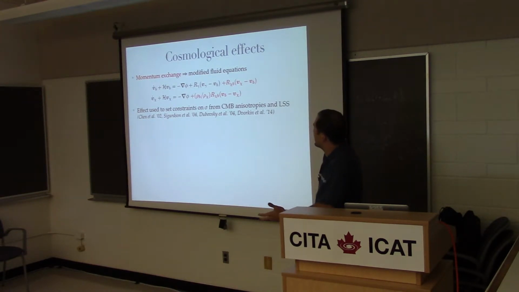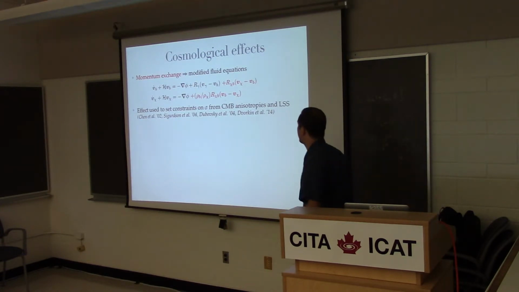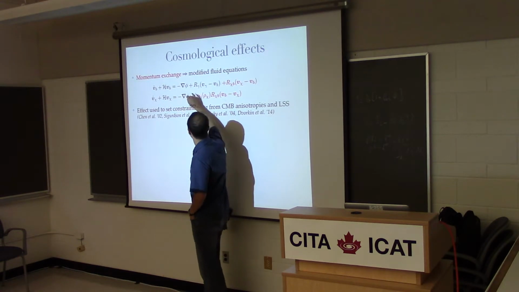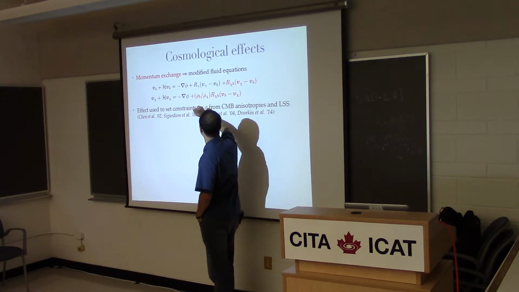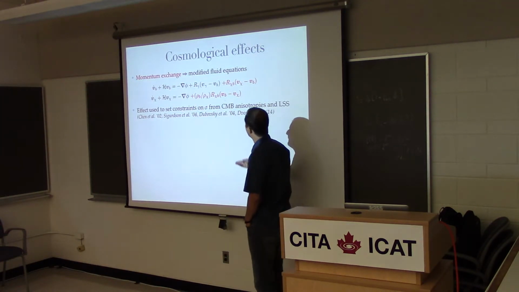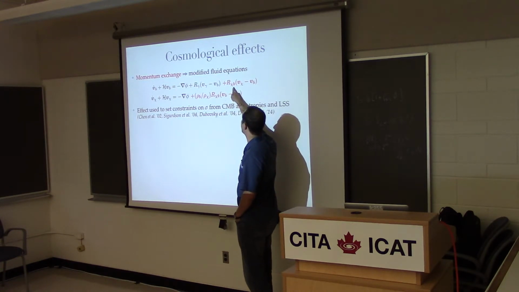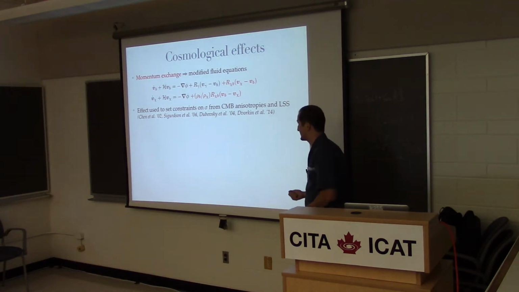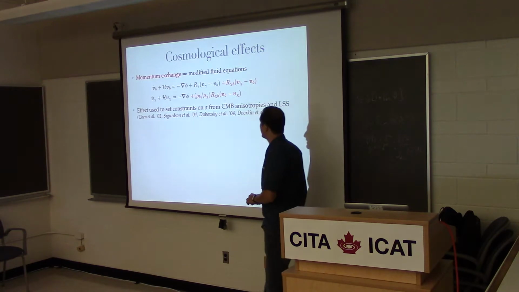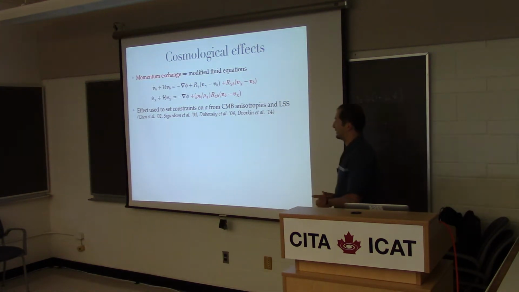So if dark matter interacts with baryons, of course it will have some cosmological effects. First effect is that they will exchange momentum. So you will modify the fluid equations. So this is the fluid equation for the baryons, has the gravitational force, the coupling with the photons through Thomson scattering, which will make, before recombination, the baryons want to have the same velocity as the photons. And if you have scattering with dark matter, we'll have a coupling of the dark matter and the baryonic velocities. So it will want to make them have the same velocities. And the same happens in the dark matter equations. So this effect is used already to set constraints on the cross-section from either CMB anisotropies or large-scale structure. So there are several papers that give some constraints.